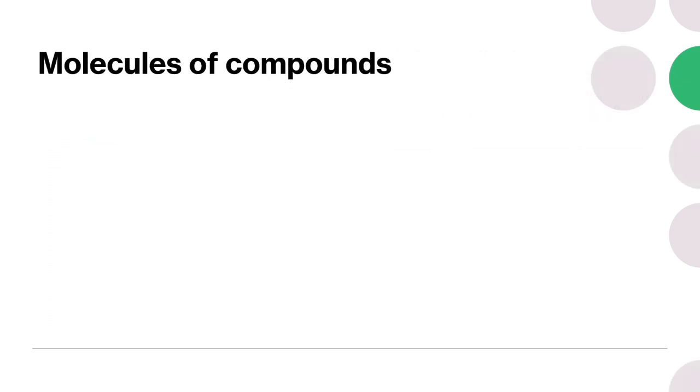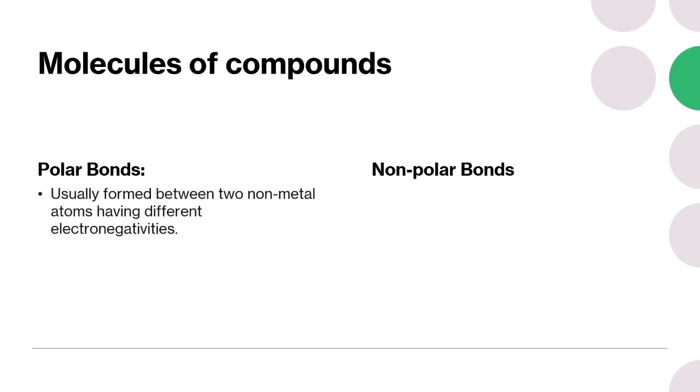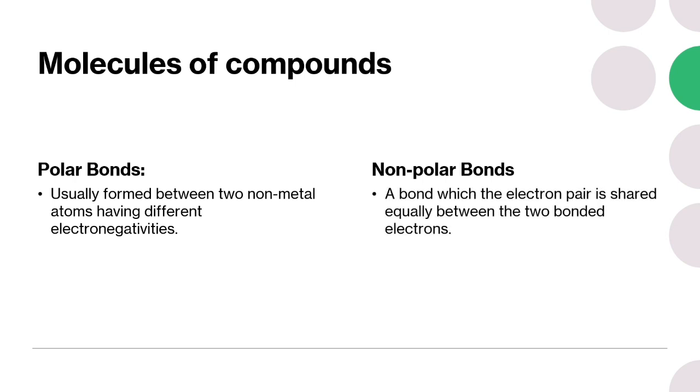The molecules of compounds. In covalent bonds, there are also two types of bonds, namely polar and nonpolar bonds. Polar covalent bonds are usually formed between two nonmetal atoms having different electronegativities. A nonpolar covalent bond is a bond in which the electron pair is shared equally between the two bonded atoms.